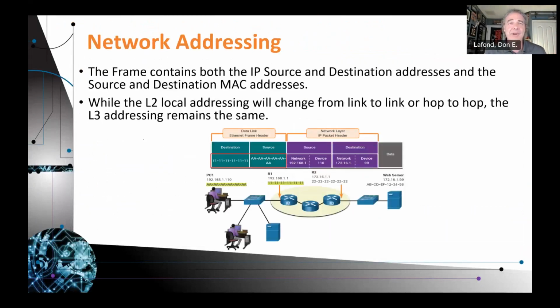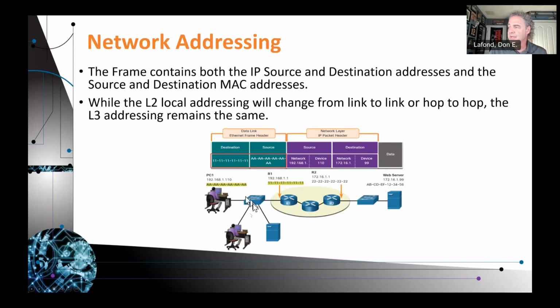Anyways, so network addressing, the frame contains both the IP source and destination address and the source and destination MAC address. So in the frame, you have source and destination. Destination is the most important. It comes first. So destination and source MAC address, this is where it's going next. And so it comes first. And then source and destination IP address. If it's at the right place for the MAC address, then it's okay for source and destination to be reversed.